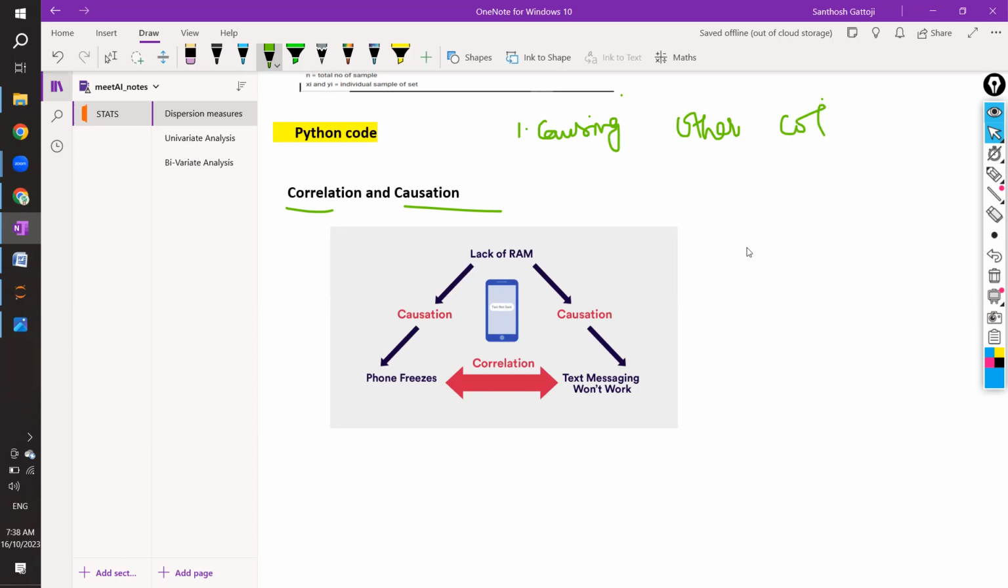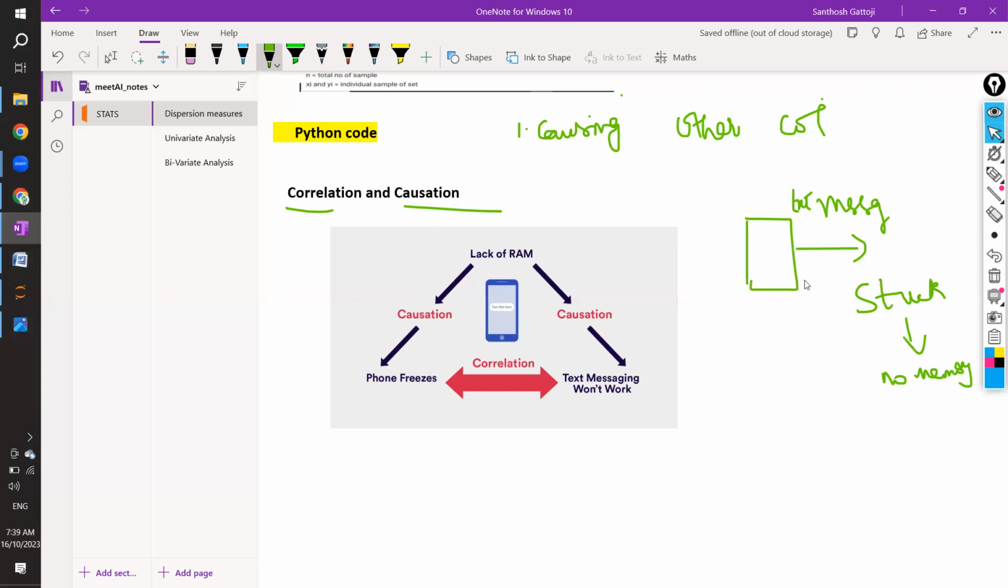Let's say you are having a mobile phone. Now when you are trying to send a message, it is not working. The phone is getting stuck. Now, what is the problem of stuck? It is because of lack of memory. No memory. But the problem over here is that the text message you are not able to send is one problem.